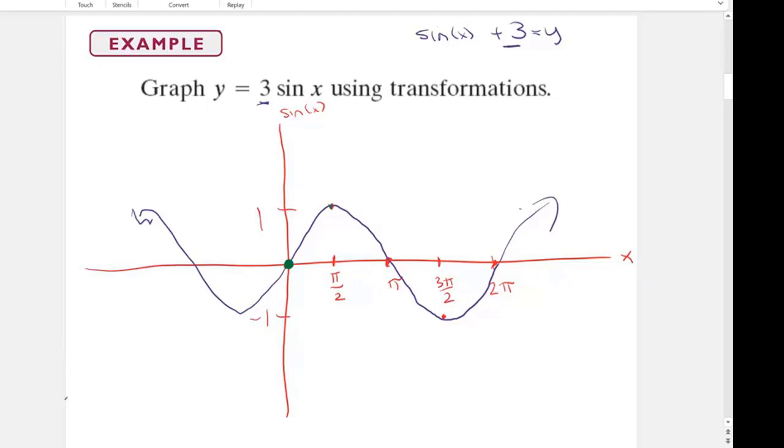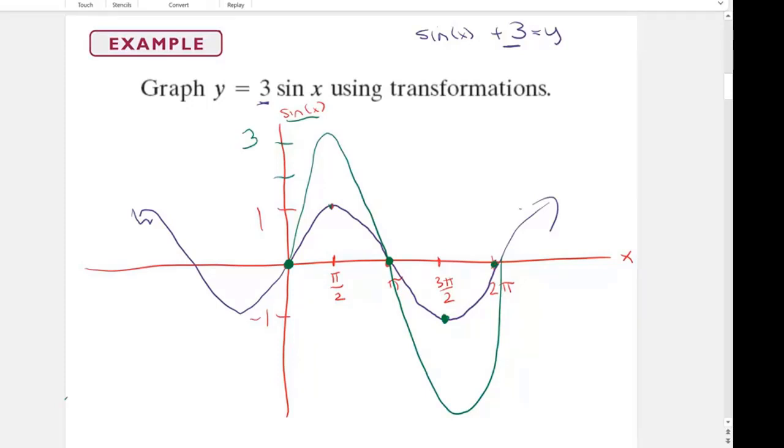But I'm going to multiply that by 3. That's going to be 3. And this is still going to be 0. And this is now going to be -1 times 3. So if I wanted to draw it again, I could just redraw it kind of like this, because it's stretching by 3 in the vertical direction.